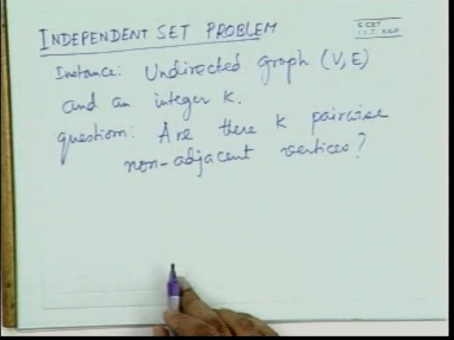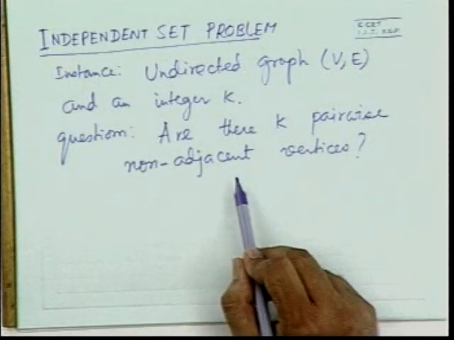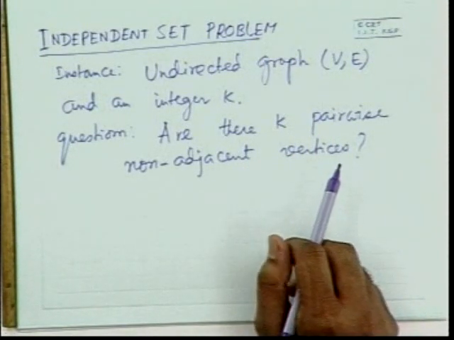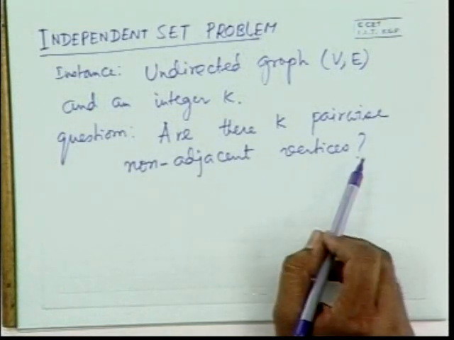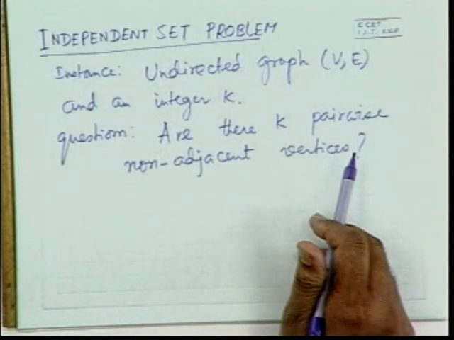What do you mean by this? This k vertices cannot have any edge among them. Non-adjacent means two vertices are non-adjacent means they do not have an edge between them. So we are asking, given the graph and a k, are there k vertices such that no two vertices in that set are connected? That's why they are called independent. They are not connected. So this is another problem which is called the independent set problem. Now we are going to show that this problem is also NP complete.